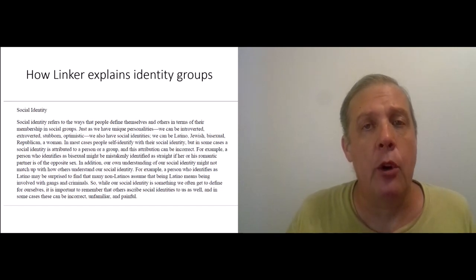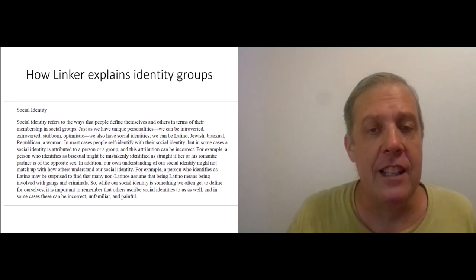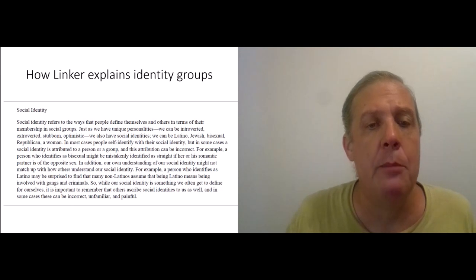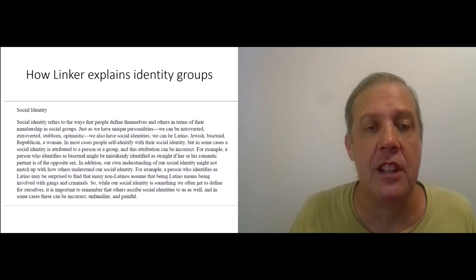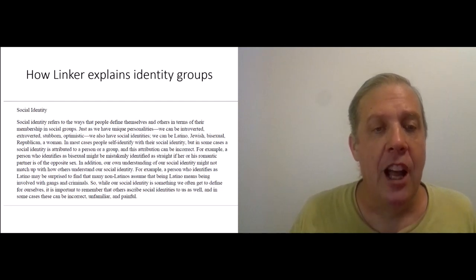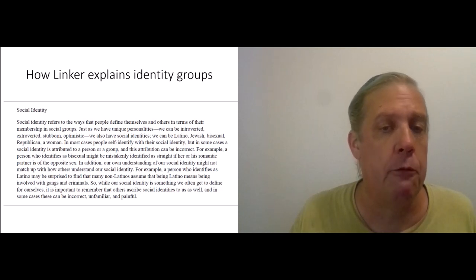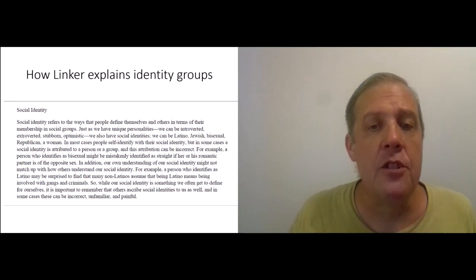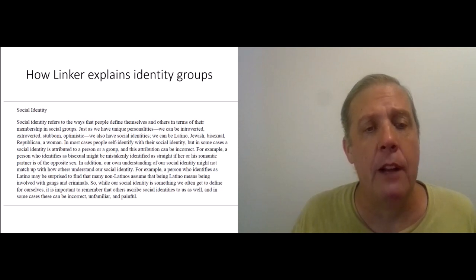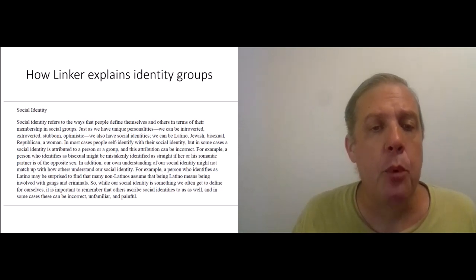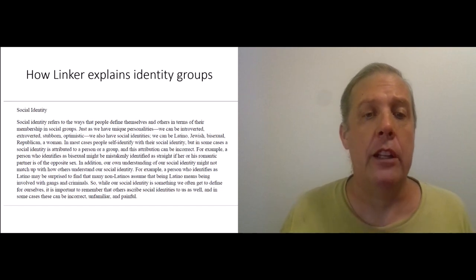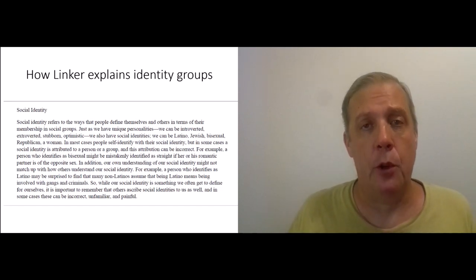In addition, our own understanding of our social identity may not match up with how other people understand our social identity. For instance, a person who identifies as Latino might be surprised to find that many non-Latinos assume that being Latino means being involved with gangs and criminals. So our social identity is something we often get to define for ourselves, but it is important to remember that others ascribe identities to us as well, and these might be incorrect, unfamiliar, and painful.